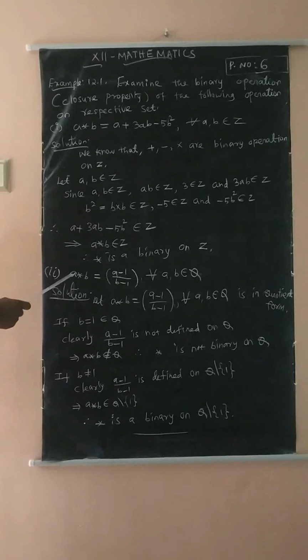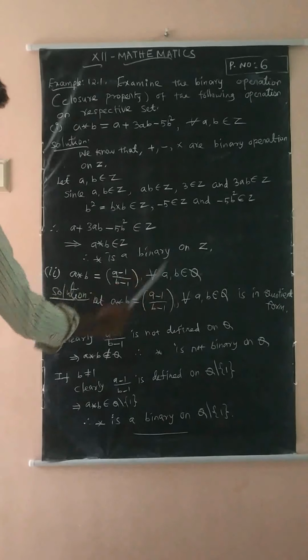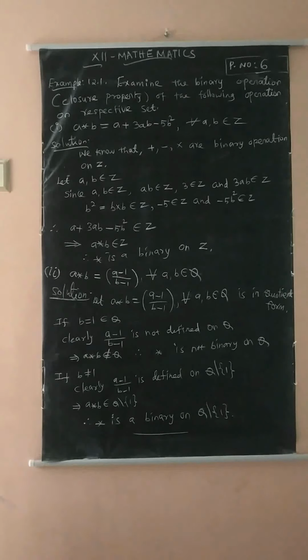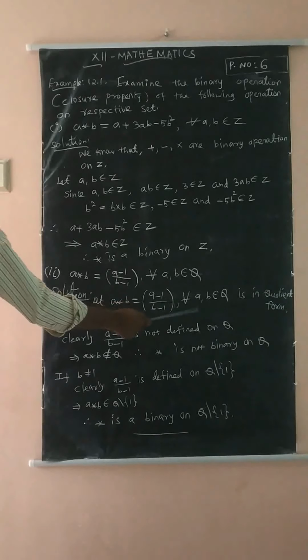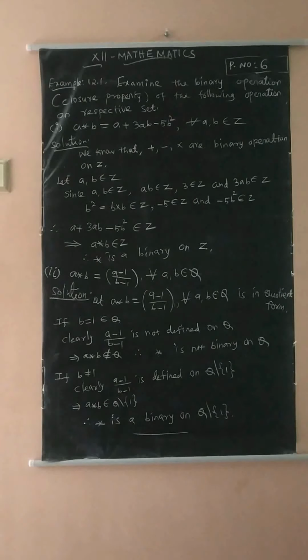Next, second subdivision. A star B, where the star operator is defined as A minus 1 by B minus 1, for all A comma B belongs to Q. Q means set of all rational numbers. Now see the solution. Let A star B equal A minus B by B minus 1, for every A comma B belongs to Q. It is a quotient form.